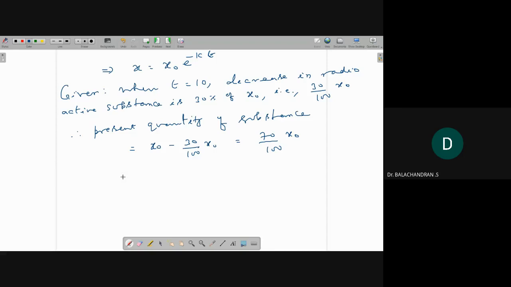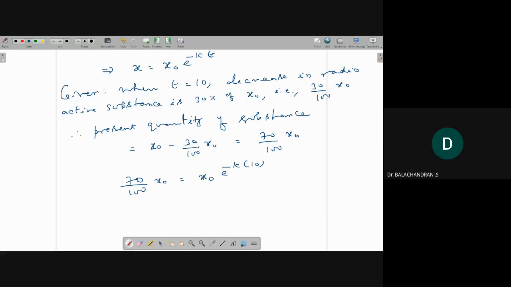now x is equal to x naught into e power minus kt. Now at present I have what? 70 by 100 x naught. So instead of x, I'll substitute 70 by 100 x naught into e power minus k t. So t is nothing but 10, because after 10 days 30% disappeared, remaining I have 70%. Now from this you should find the value of e power minus k. Okay, so x naught gets cancelled.